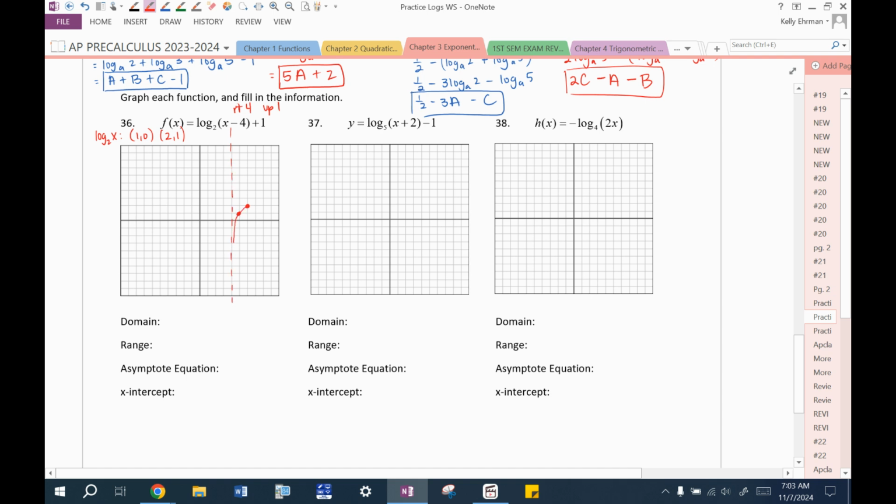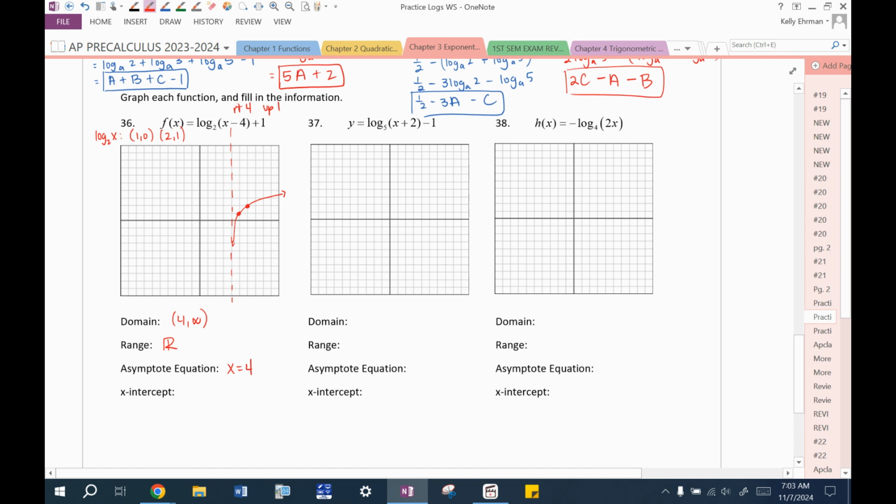And I don't have a nice x-intercept, so I will have to solve for that. What's the domain? The domain is 4 to infinity. Either get that by solving or just look at your graph. The range is all reals for every log function. The asymptote is x equals 4.